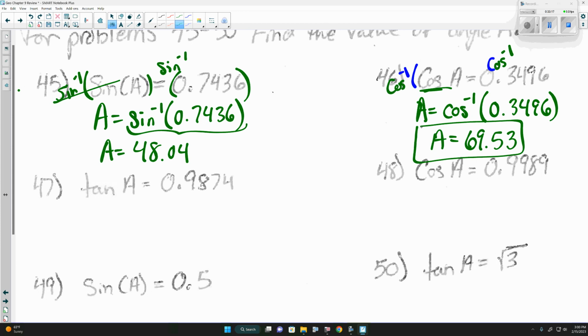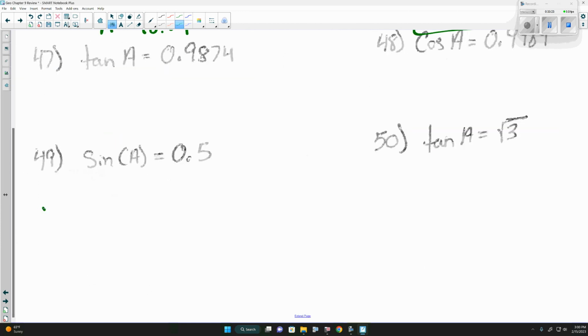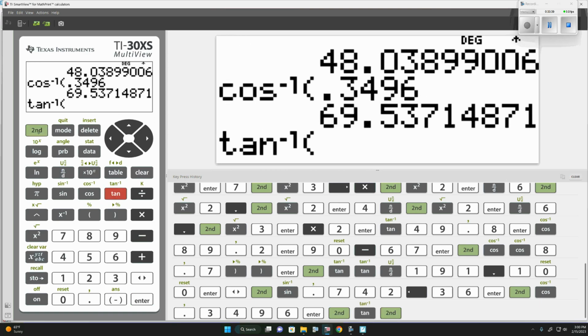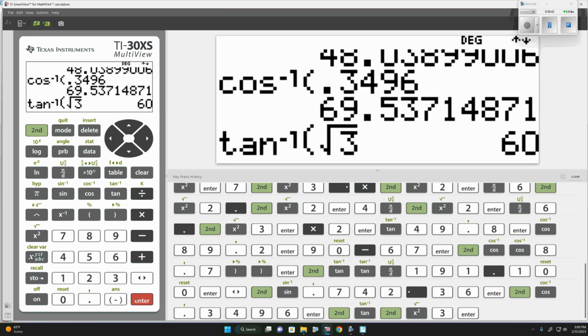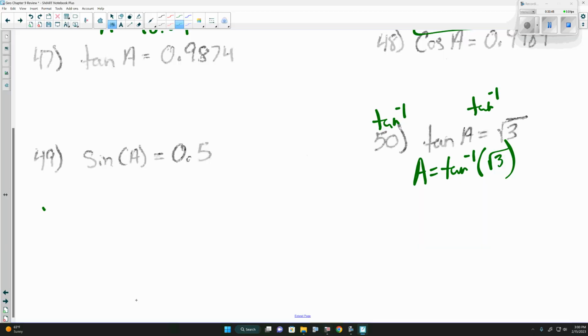Because for tangent, we would do the exact same thing, just using tangent inverse. So like 50, again, we're applying tangent inverse to both sides, telling us A is equal to tangent inverse of the ratio we have. Yes. So second tangent inverse of the square root of 3 is 60. Now, not every angle is going to be an ugly decimal, because there are some that work out to be a nice measure. Any other questions for these here?